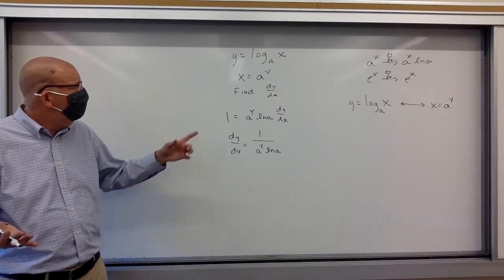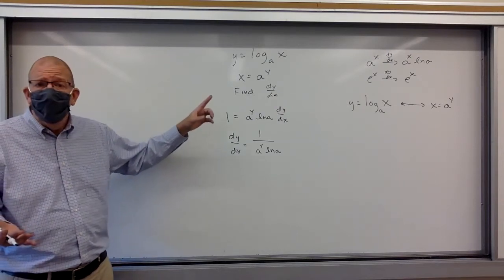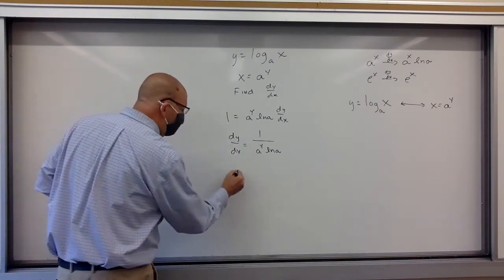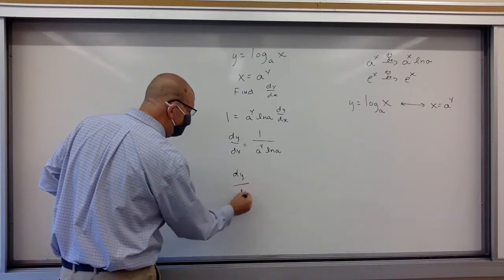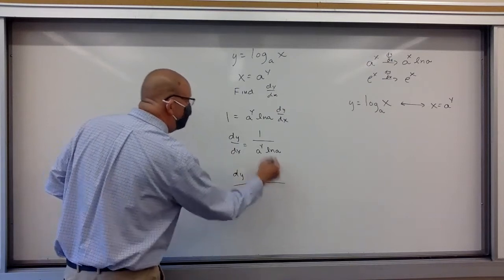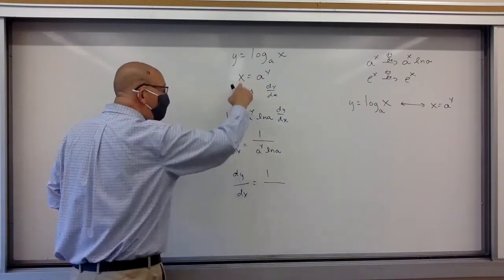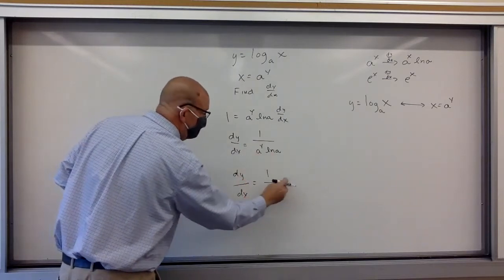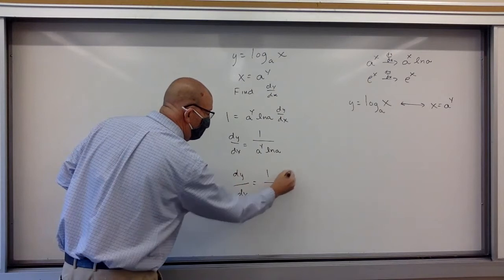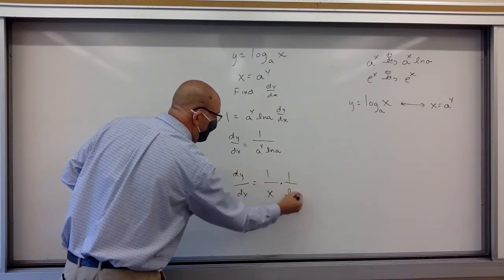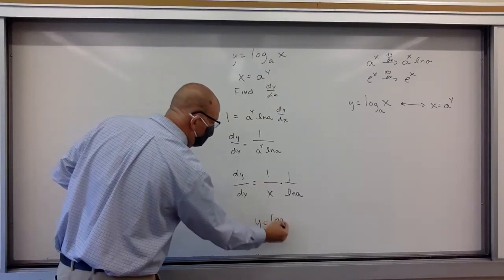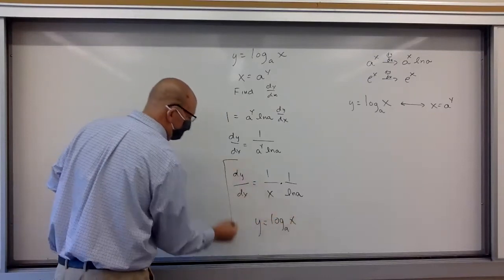But it would be nice if we could express this in terms of x, couldn't it? But wait a minute. a to the y is x. So I can just write x instead of a to the y, and then we write it here, 1 over x ln a. And this is the derivative of the log base a of x.